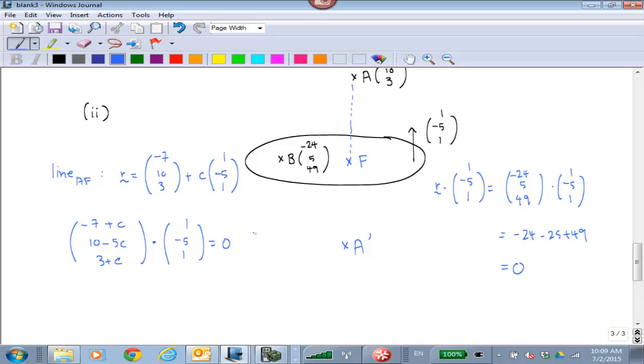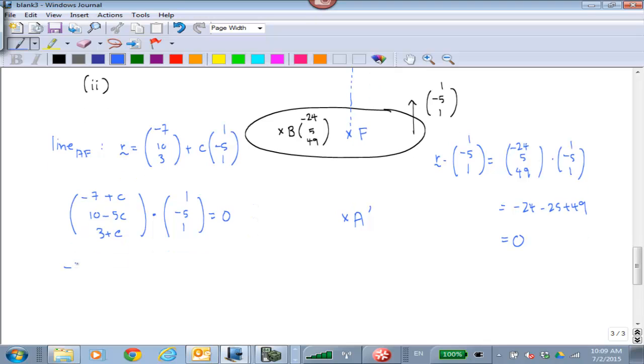Then after I sub C to the line, do you agree that I get the point F? Guys, agree? So, minus 7 minus 50 plus 3. Wow, what's the answer? Help me out. Minus 54 plus 27C. Oh, nice. So C is 2. Correct?